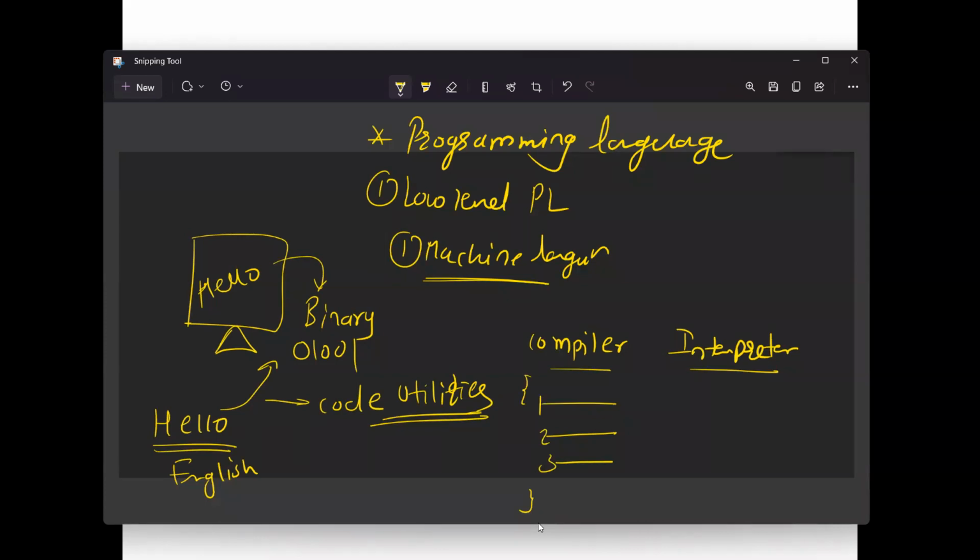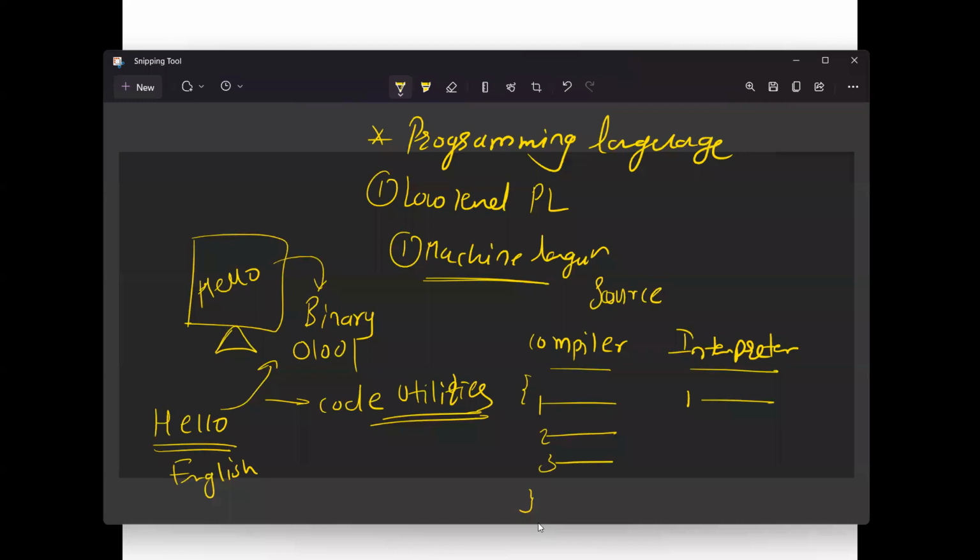But what happens in the interpreter? The interpreter will do the same thing. Basically, technically how they are going to work, just understand. First of all, compiler and interpreter, both are used for code conversion. That means whatever source code you are writing.